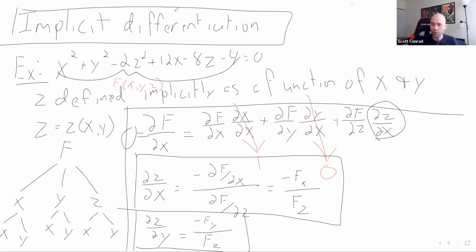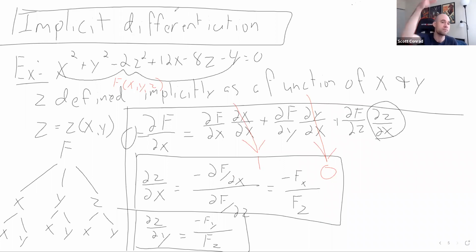So the way to remember this is, dz dx, the partial of z with respect to x. We have z on top, x on bottom. So the way we do that is you flip x and z. You get everything on one side, write f as a function of x, y, and z, and set it equal to 0. Then you take the partial of that expression with respect to x and the partial with respect to z. So it's negative f sub x over f sub z.